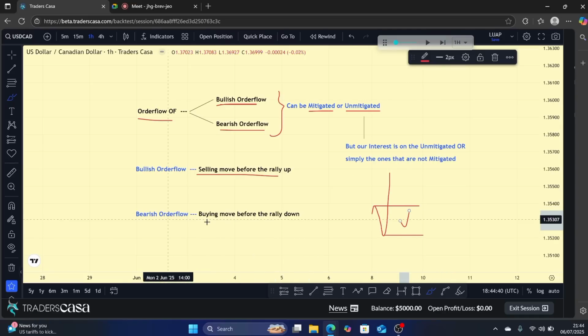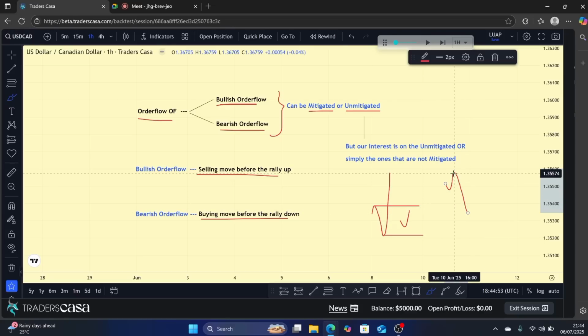And the bearish order flow is now the buying move before the rally down. This is actually the opposite of the bullish order flow. So we'll be anticipating something like this: the rally up, then the buying move before the rally down. So this whole buying move is what we call the bearish order flow.